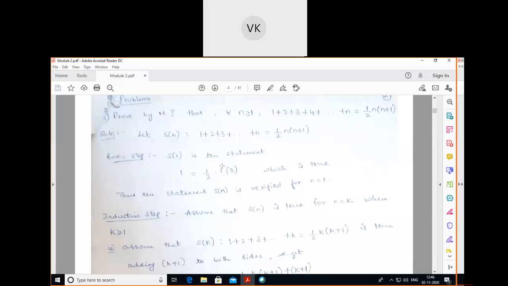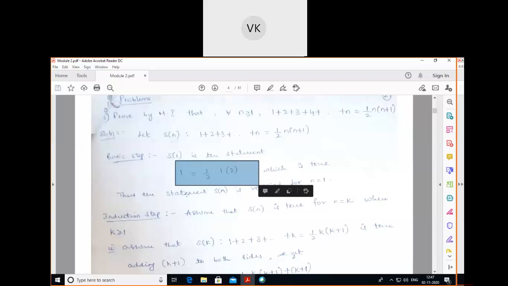Put the value of n equal to 1 in the given expression. 1 plus 2 plus 3 plus 4 plus and so on plus n is equal to 1 by 2 n into n plus 1. In this we put n equal to 1, so 1 is equal to 1 by 2 into 1 into 2, that is 1 plus 1 equal to 2, and 2 into 1 into 1 by 2.